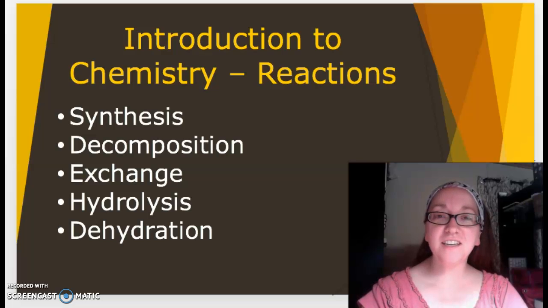Our discussion this time is about chemistry and specifically chemical reactions. A chemical reaction is just taking one or more reactants and turning them into one or more products. And so there's lots of different ways that can be accomplished. So we're going to look at 5 specific types of reactions. We're going to look at synthesis, decomposition, exchange, and then 2 really specific ones, hydrolysis and dehydration.